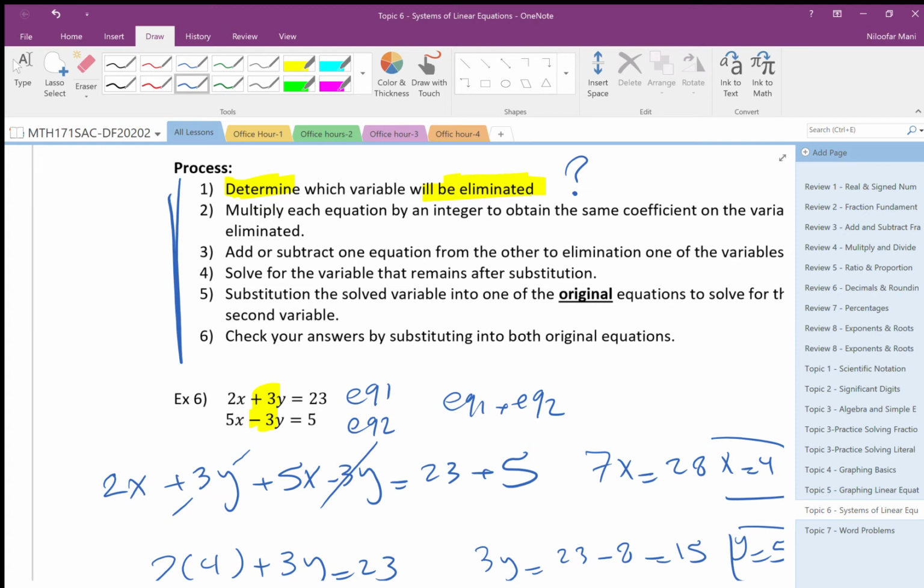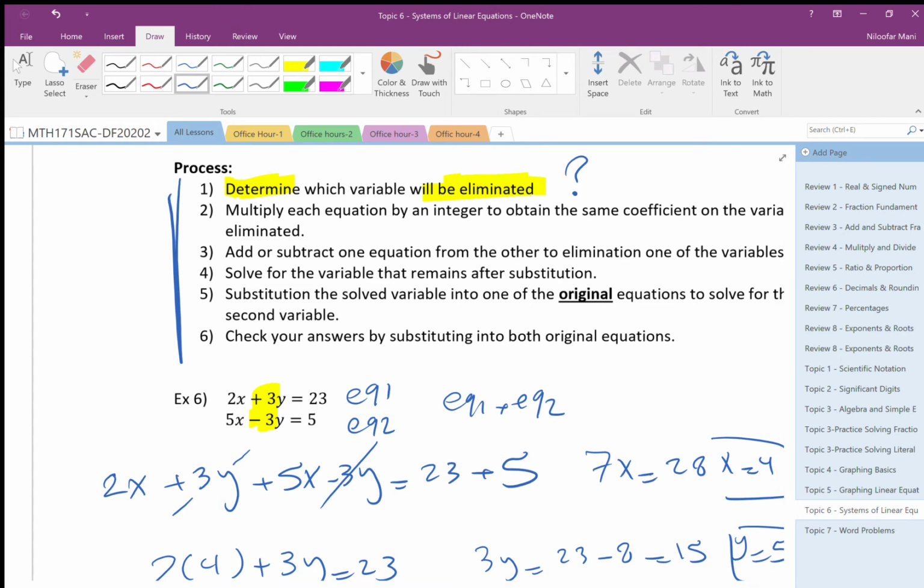Look at this equation here. If I want to eliminate x, it's harder because I have 2x and 5x. But when I have the same coefficient beside y, one of them positive, one of them negative, I just add them. That's it. I can remove them.